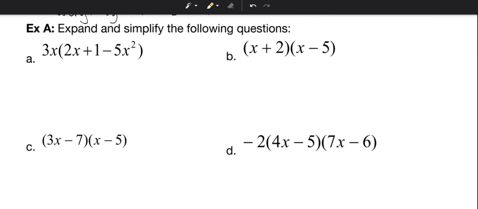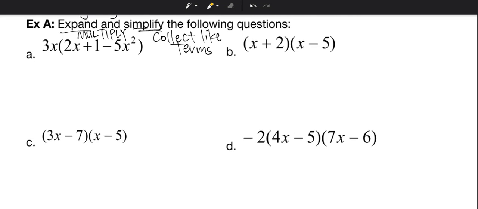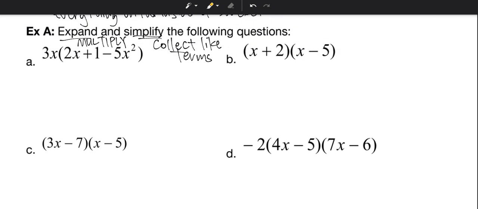Okay, so we're going to expand and simplify. Expand means we're going to multiply, and simplify means we're going to collect like terms. We can talk about that in a second. Okay, so here I'm going to multiply the 3x, that's a monomial, times everything on the inside of this bracket. We've got three terms on the inside, so it's a trinomial there.